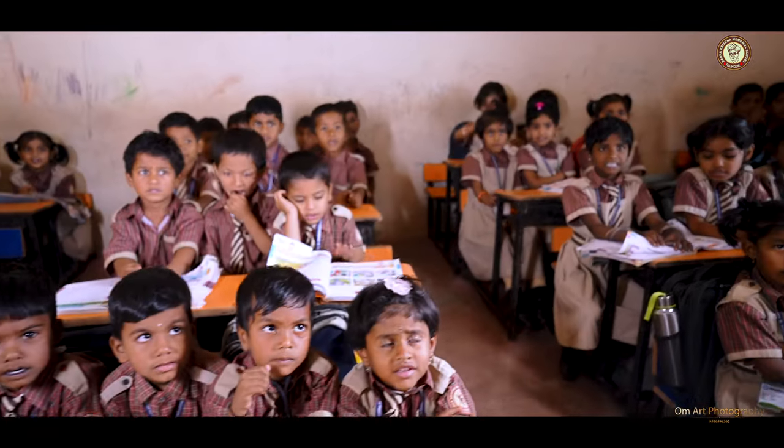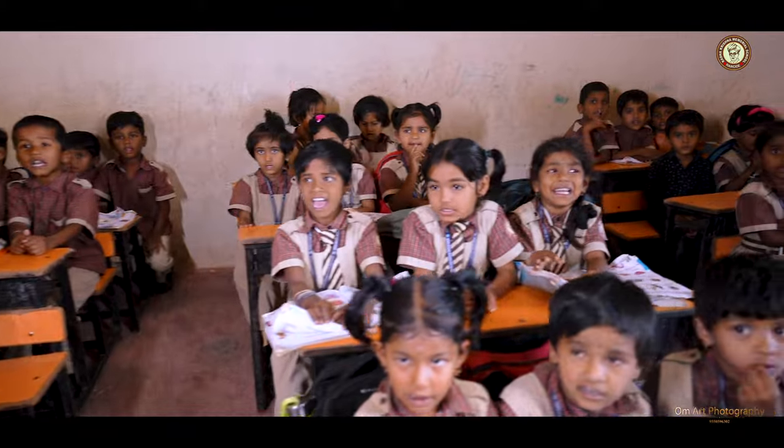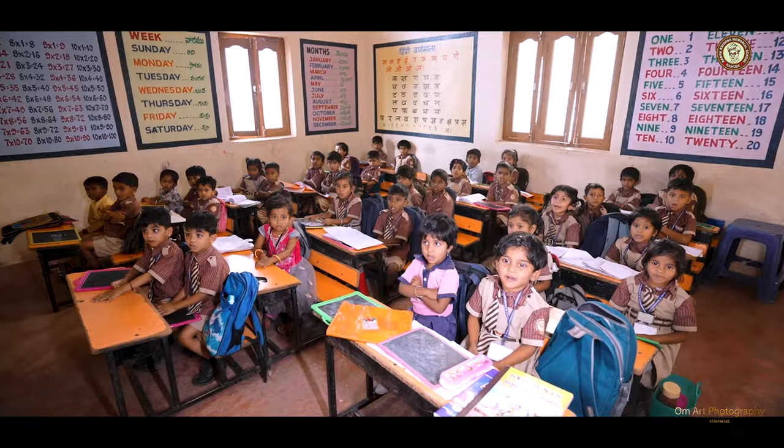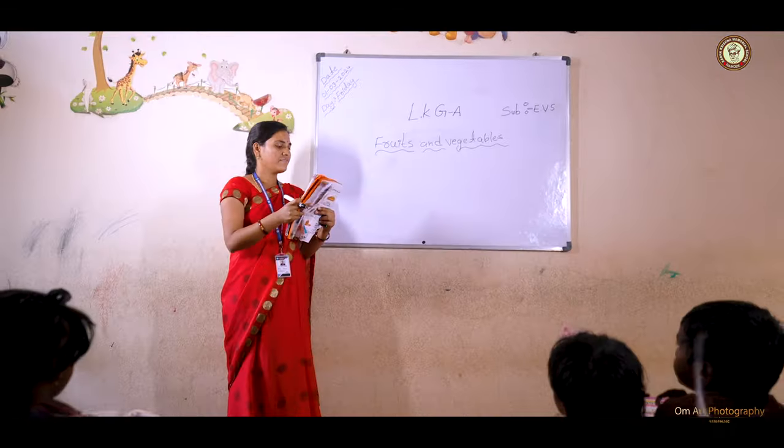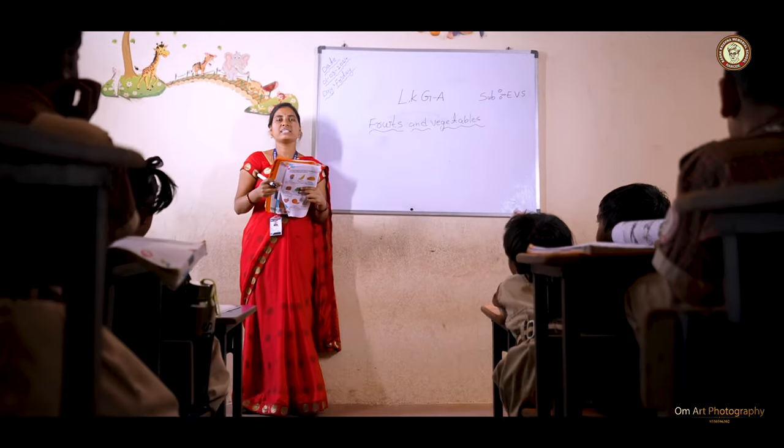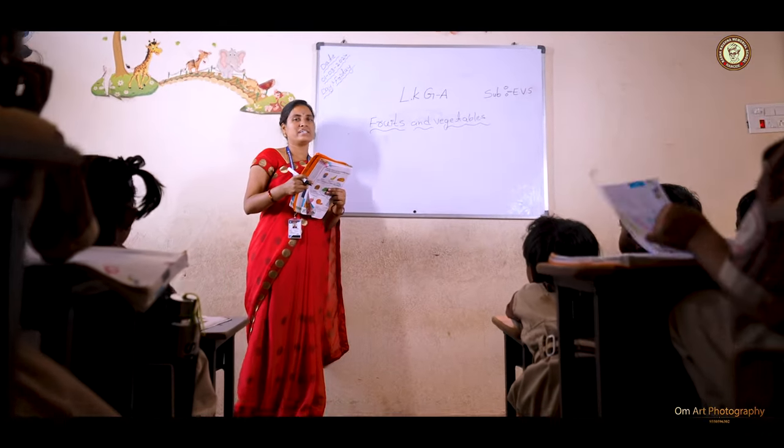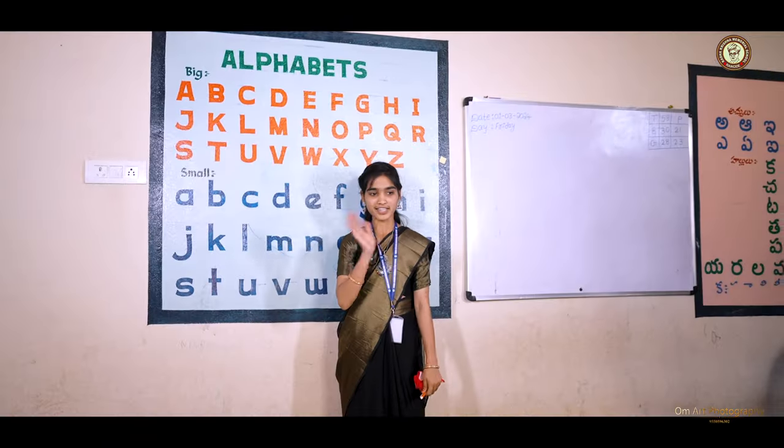What is this? Hi children. Observe the following pictures and write V if it is a vegetable and F if it is a fruit.